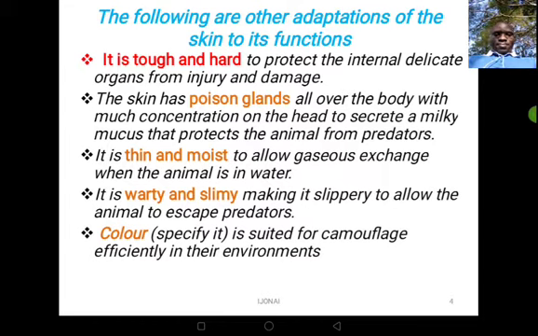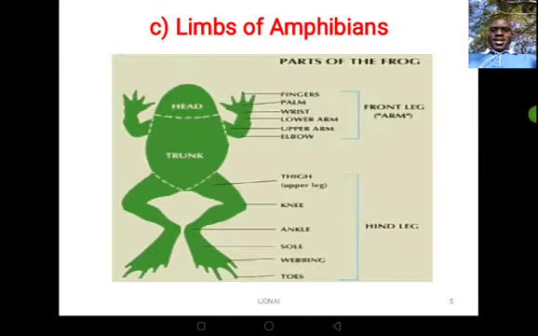And then the skin can be colored. For the toads, usually it is a dull color, which is brown. And then for the frogs, they may have a greenish or characteristic yellowish color. Whichever color it is, it's used for camouflage, depending on the environment where an organism stays. So that is some of the information about the skin.